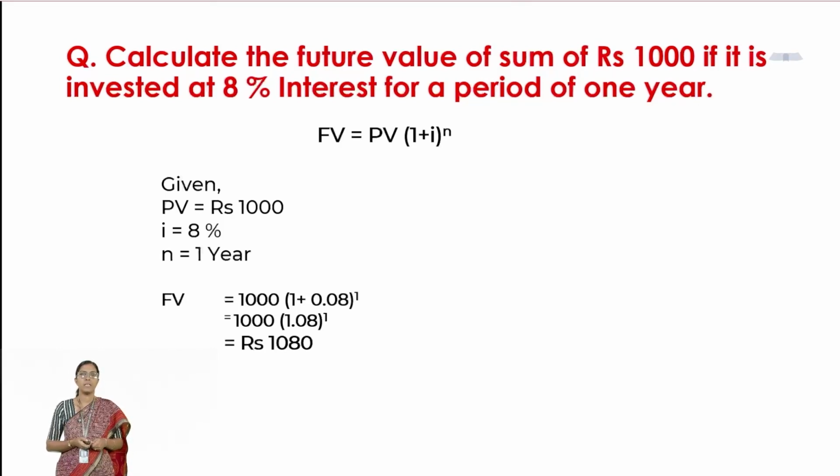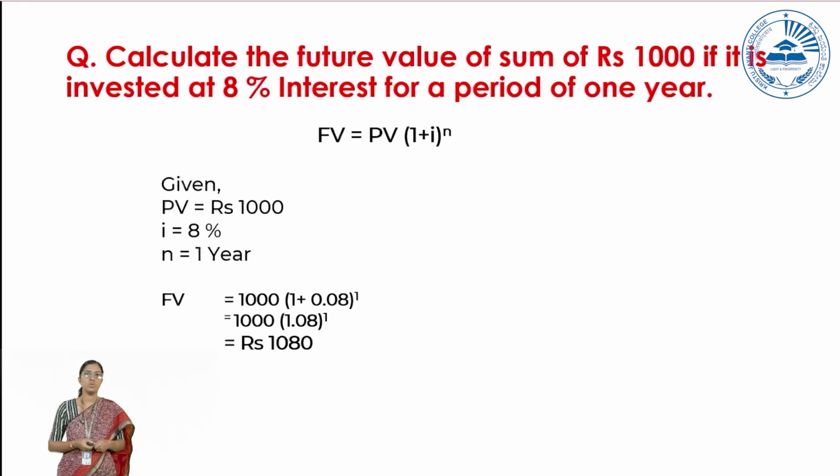Since we have to calculate the future value of a sum, we will use the compounding technique, and the formula which should be used is FV is equal to PV into (1 plus I) raised to N. So what was FV? FV is the future value. In this question, after 1 year we have to find out what the value is. So that will be the future value. What is PV? PV is today's value or current value. In the question it is clearly written that a sum of rupees 1000 is invested. So that 1000 which you invest today is known as PV or present value.